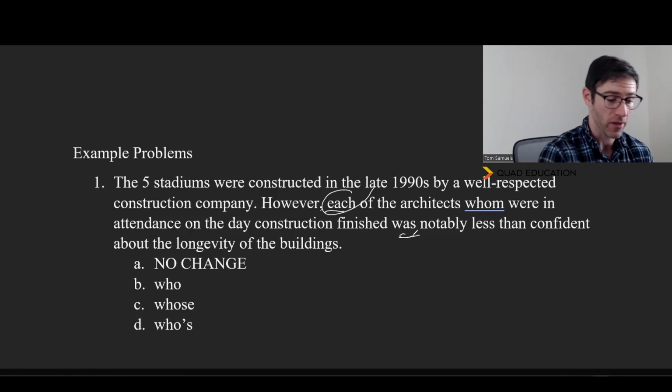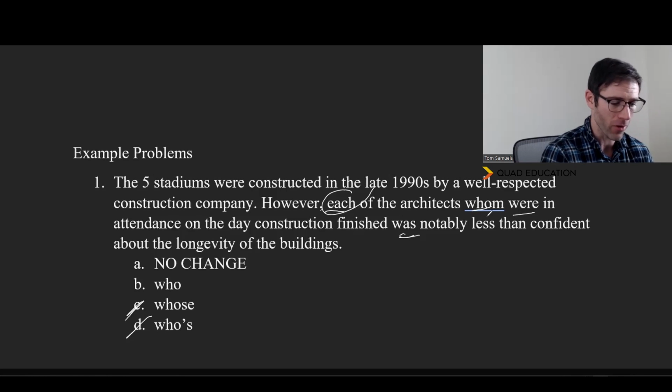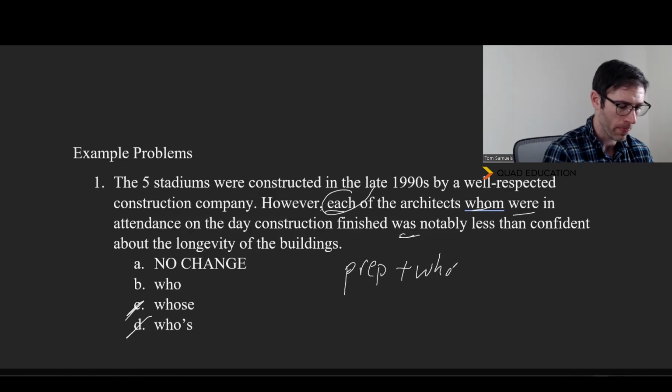But apart from that, the decision we need to make is whether it's who or whom here, or who or whose, I suppose. So we need to say to ourselves, all right, well, it's not going to be who is. Each of the architects who is were does not make sense. And you also don't own were, so it's not possessive. We can get rid of that. And then we have our classic who versus whom decision. And like I said, you always put a preposition with whom. And architects is not a preposition. That is a person or a profession. And so we're going to go ahead and go with who.